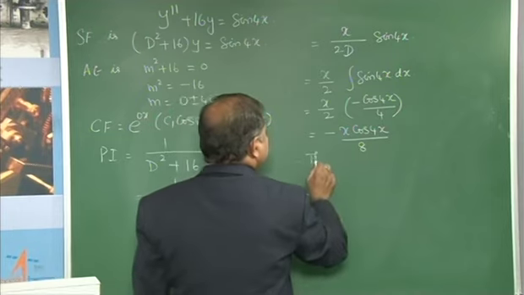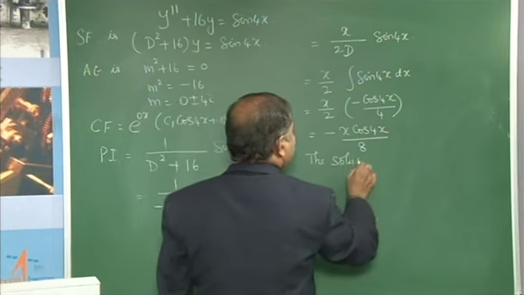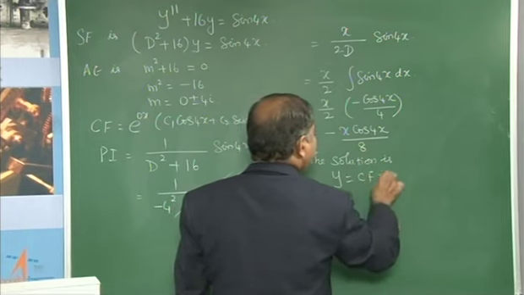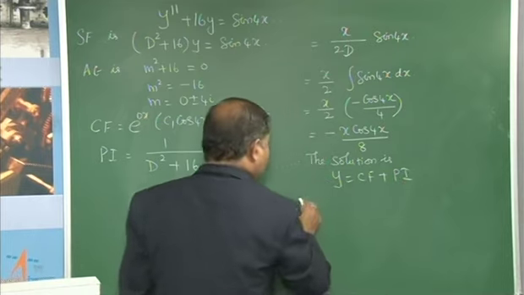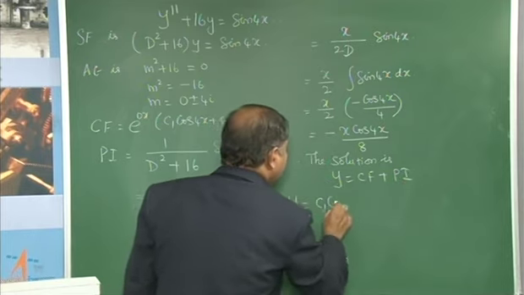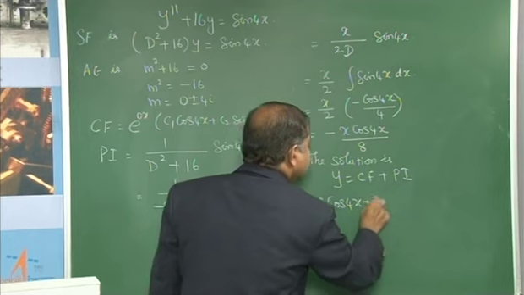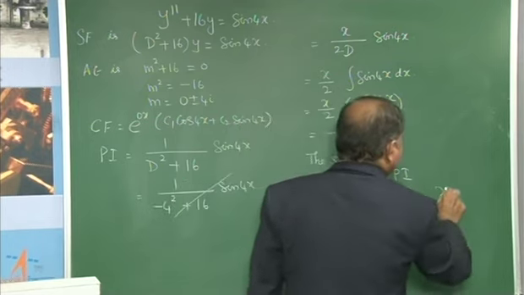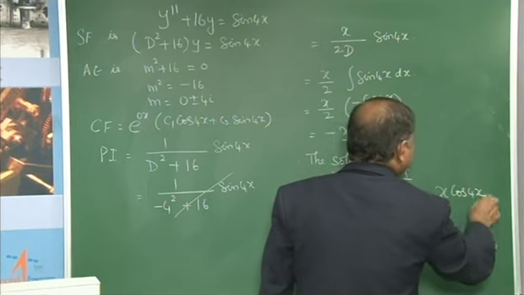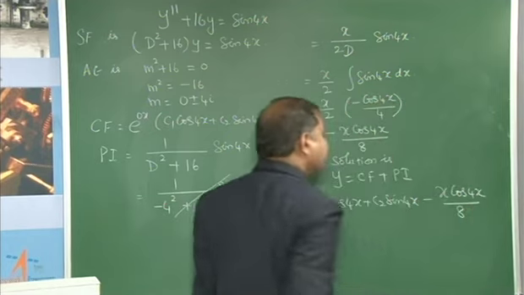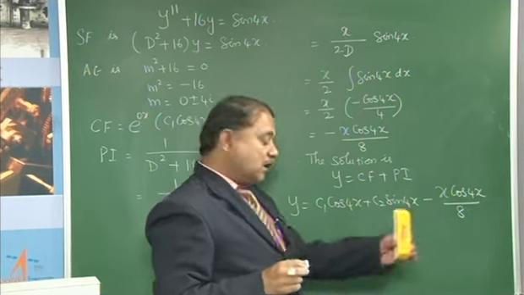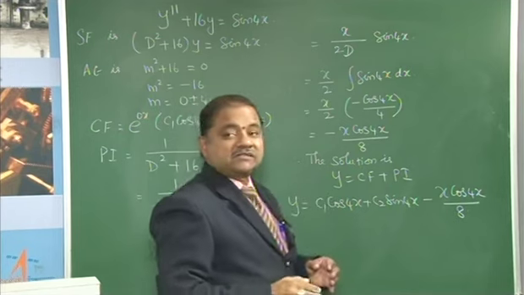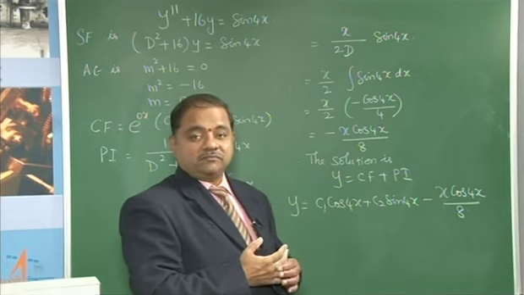Therefore, the solution is y is equal to CF plus PI. So, y is equal to C1 cos 4x plus C2 sin 4x minus x cos 4x by 8. So, this is how we can work if the denominator becomes 0. This is the type 2 method of problems.